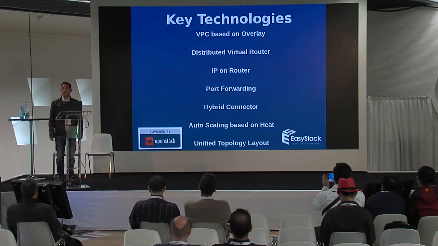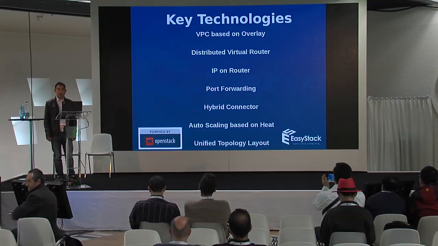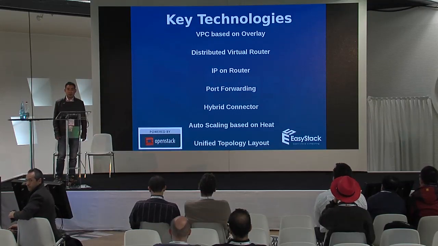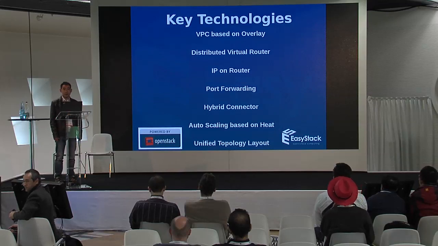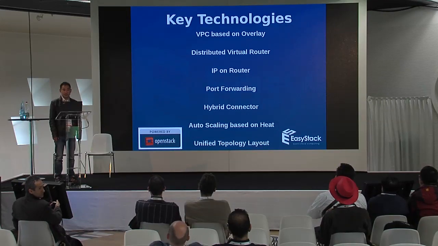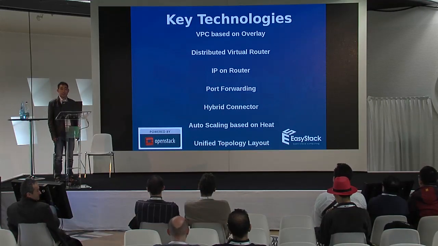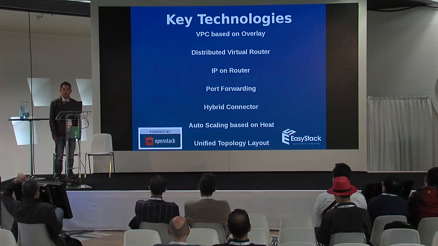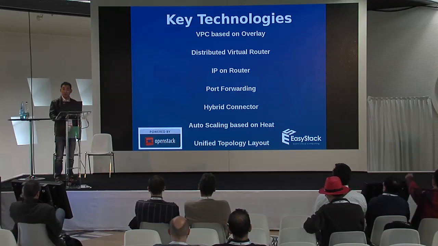So for today's demo, the hybrid cloud auto-scaling, our solution uses the following key technologies. First is a VPC-based overlay. It provides a secure channel between the OpenStack network and the public cloud network, your own tenant.